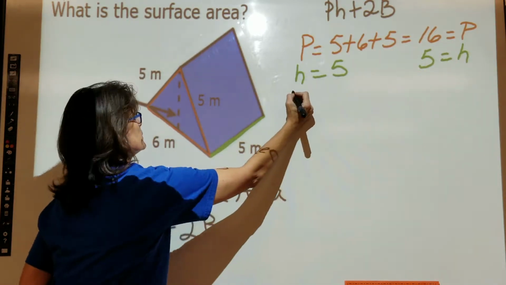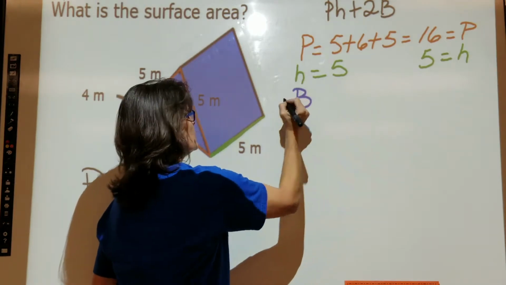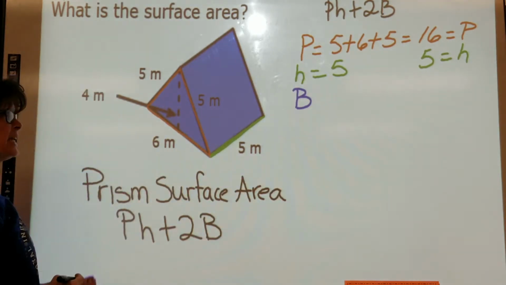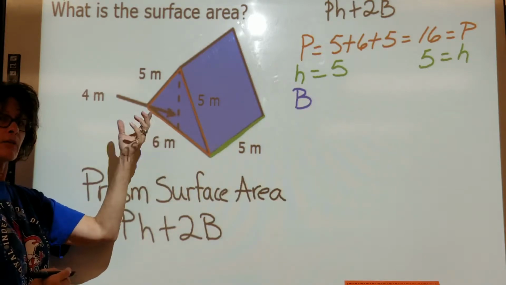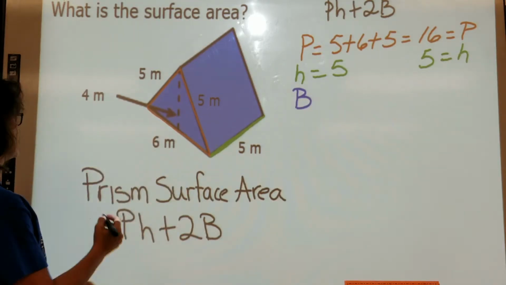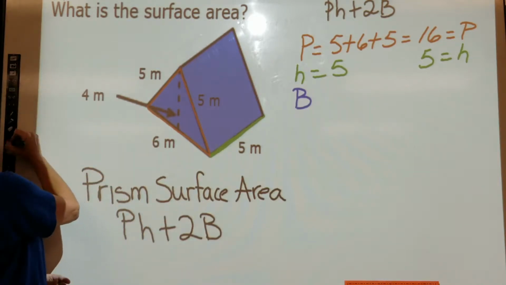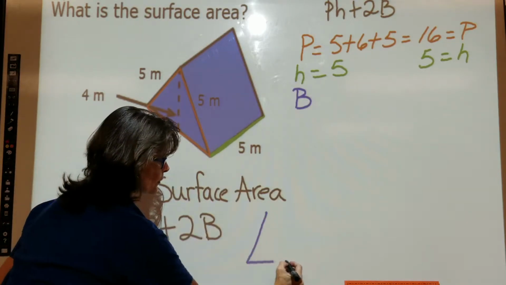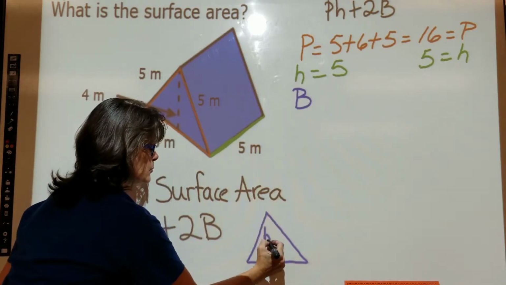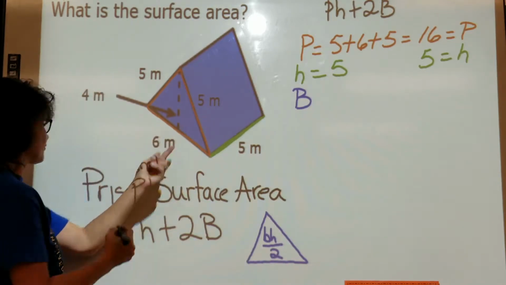And B, capital B, is the base area. It's the area of the base of whatever shape it is. This is a triangle, so we have to have the triangle formula. Where should I write that? I can write that right here. For a triangle, it is base times height divided by 2. We're going to need that for this.